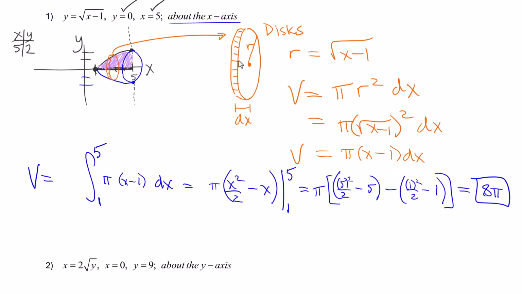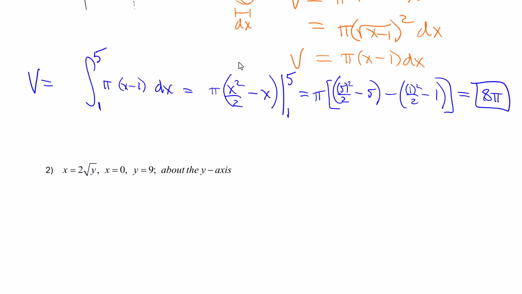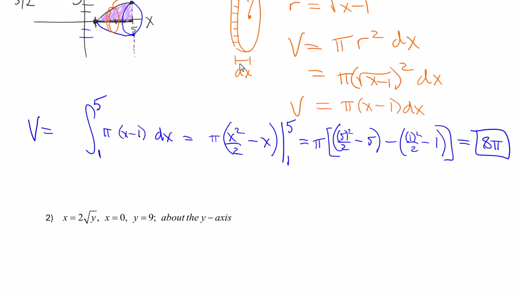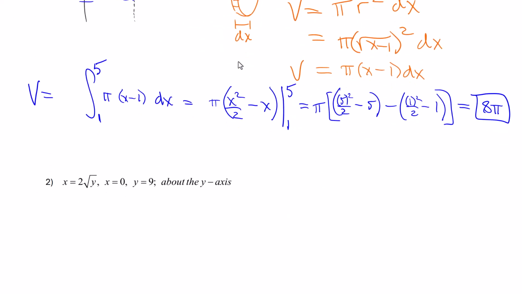All right, let's try another example. For number 2, it will go as follows. Same kind of instructions we're working with here. We want to find the volume of the solid by rotating the given region, all that stuff, right? So for number 2, we're given the following function, x equals 2 square root of y. x equals 0 is one of our boundaries. y equals 9 is one of our boundaries. And we're rotating this region, x equals 2 square root of y, about the y-axis this time.